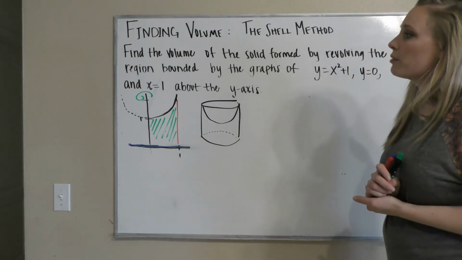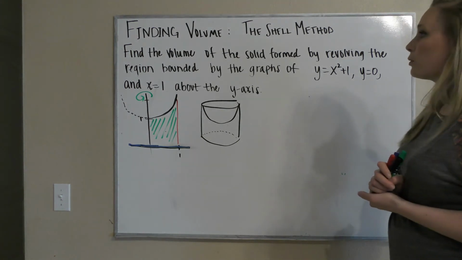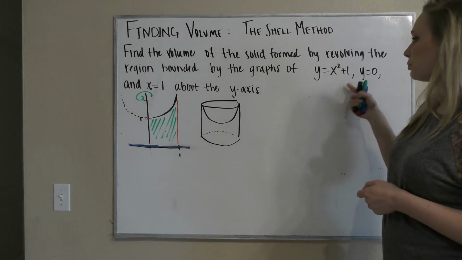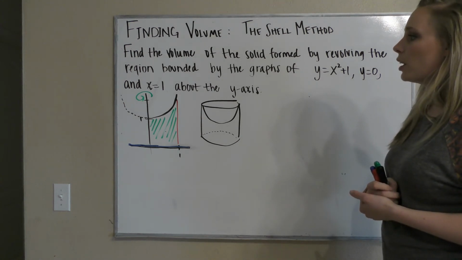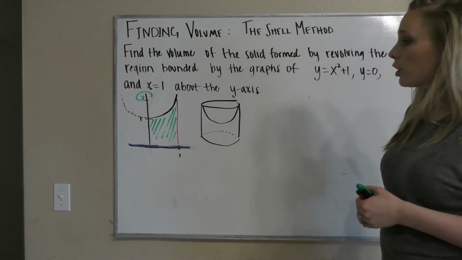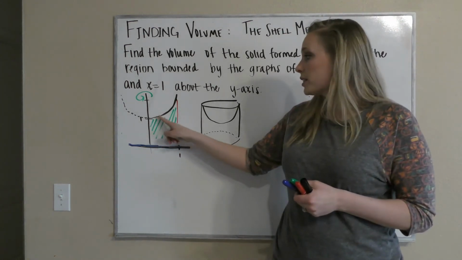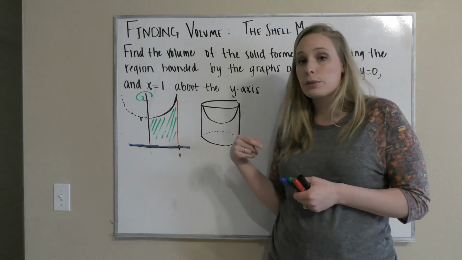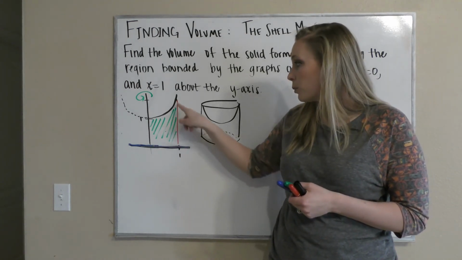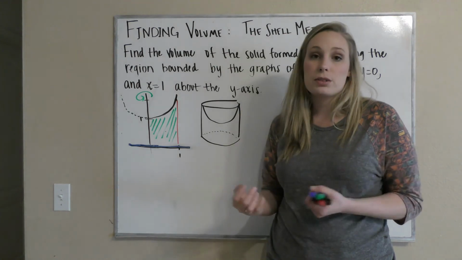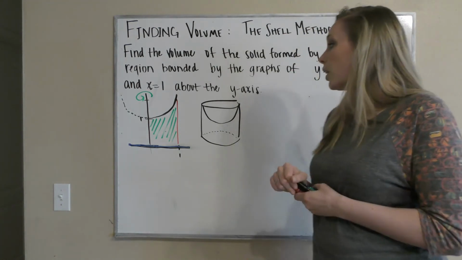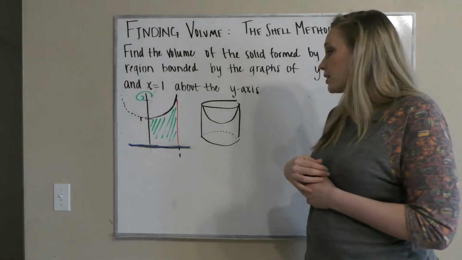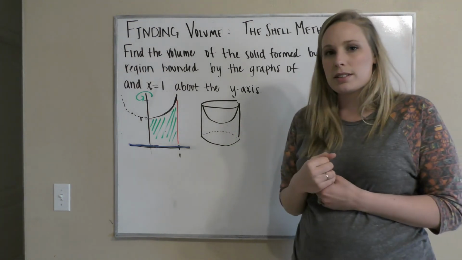So in this example, we have: find the volume of the solid formed by revolving the region bounded by the graphs of y equals x squared plus 1, y equals 0, and x equals 1 about the y-axis. And so I've drawn that out here for you where this is x squared plus 1, this is x equals 1, and that's y equals 0, and because there are these points of intersection here, that is the region that's bounded. That is what we're going to rotate around the y-axis, and when you do, you get a shape like this.